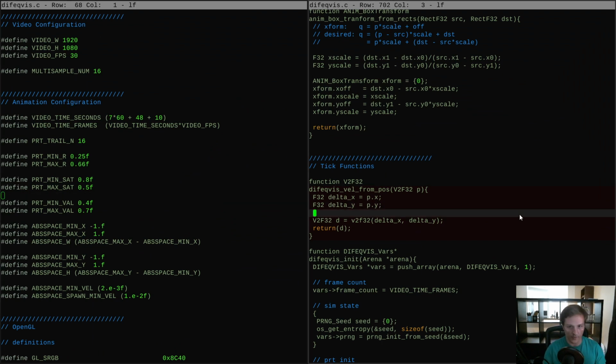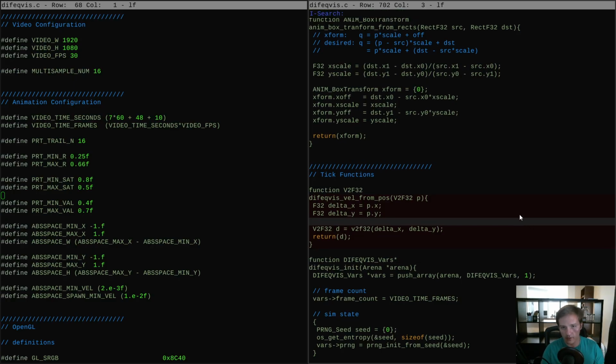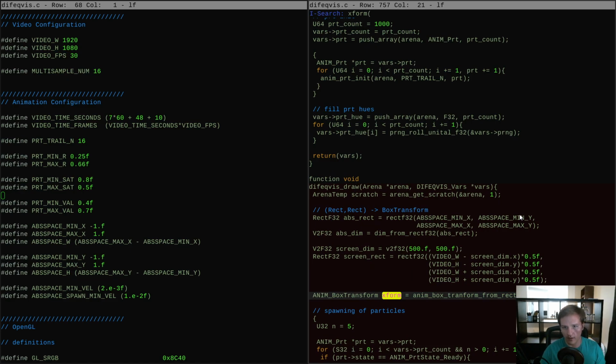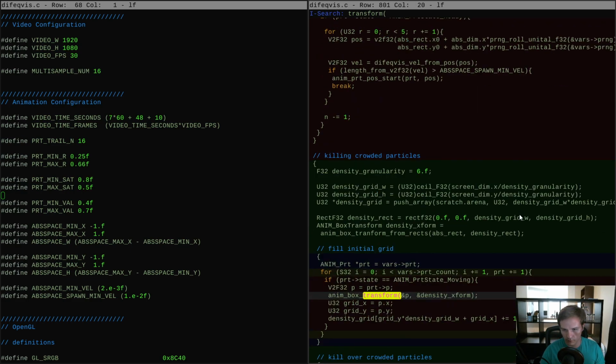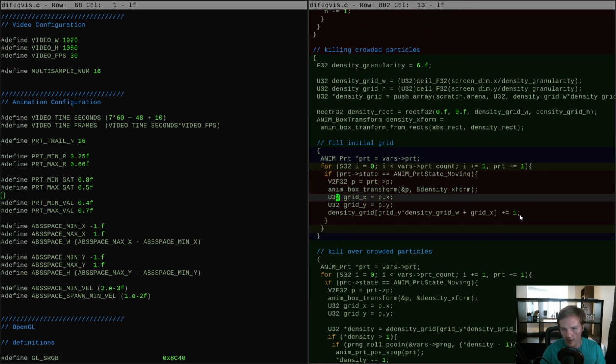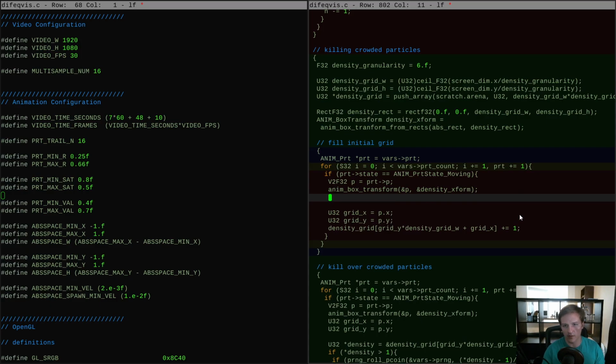So a couple of things. One, whenever I do that transform, I suppose I should probably do some aggressive clamping, right? This should get clamped to the range of the density rectangle.